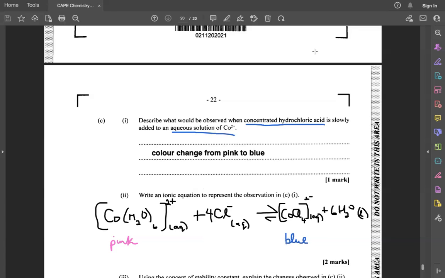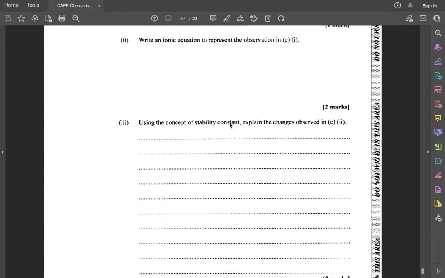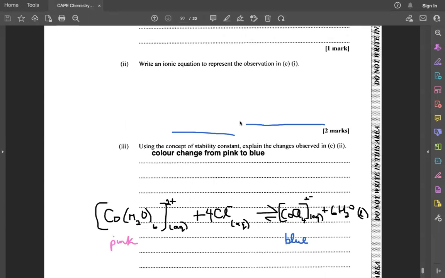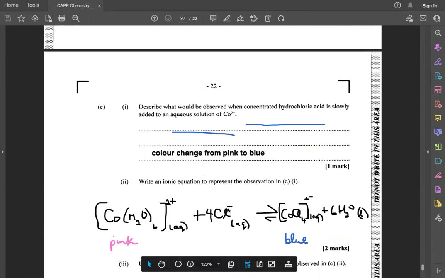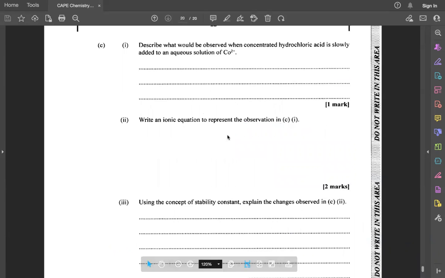So let's clear this and go down. And down here, they're asking us to use the concept of stability constant, right? To explain the changes that we observe in C part I. So those changes were what? Let's undo and go back up a little bit there. So the change that we saw was that the chloride ion was able to come in and exchange with this water ligand to give us this cobalt chloride in the end, and then this free ligand here, right? And the color change was from pink to blue. So let's talk about that using the stability constant. Why did that happen, right?